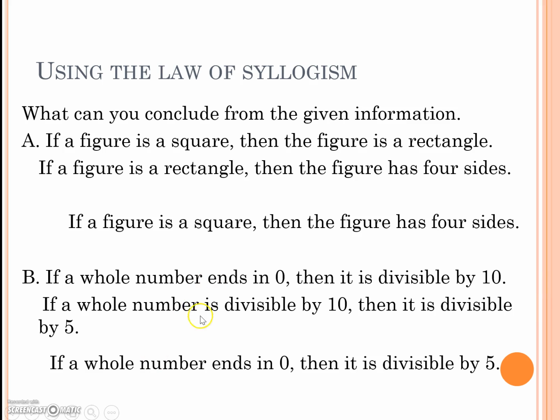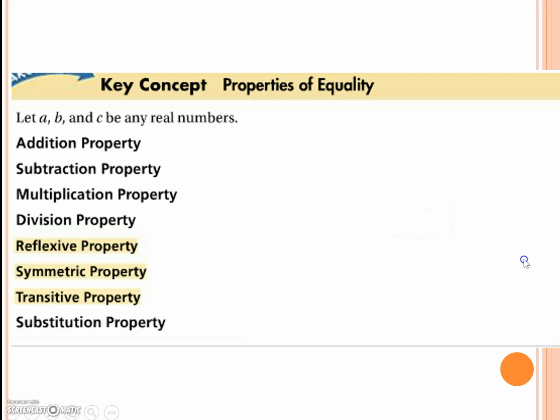Sometimes the statements are going to share the same if. If that's the case, then you can't write a new conclusion. Sometimes they're going to share the same then. If that happens, you can't write a new conclusion. The only time this works is when the conclusion of one is also the hypothesis of another. The same thing can happen if the statements were switched as well.